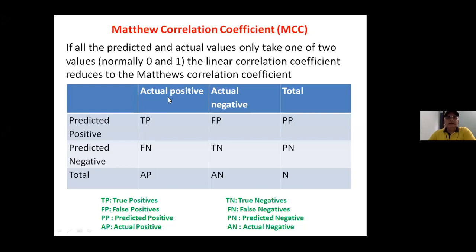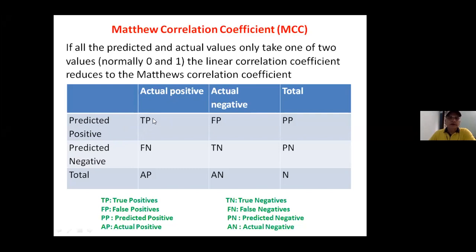Test has been conducted. So predicted positive by the test, predicted negative by the test, and the person is actually having the disease or actually not having the disease. Okay, so just think like this. For example, the person is having the disease, or actually is positive, and the test also says that it is positive.